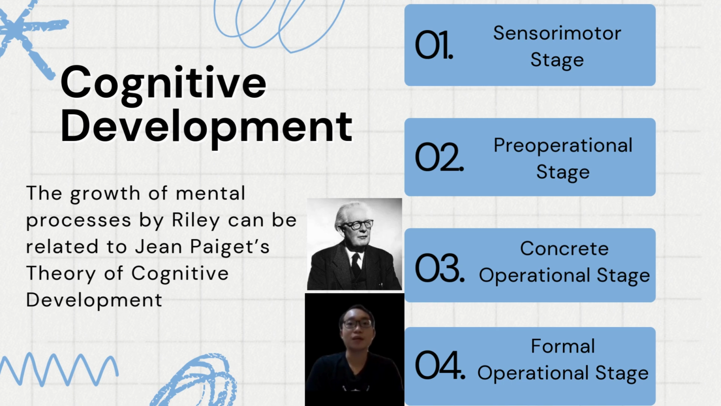Now, the first point that we can derive from the movie Inside Out is cognitive development. In terms of cognitive development, Riley had shown multiple growth of her mental processes. In this context, we can relate it to Jean Piaget's theory of cognitive development, which mentions 4 stages occurring in the early stage of a child. In his theory, the 4 stages are known as the sensorimotor stage, pre-operational stage, concrete operational stage, and formal operational stage.